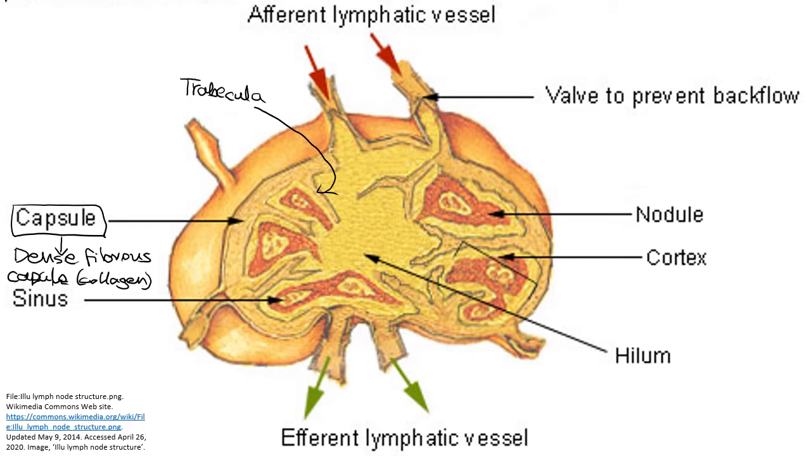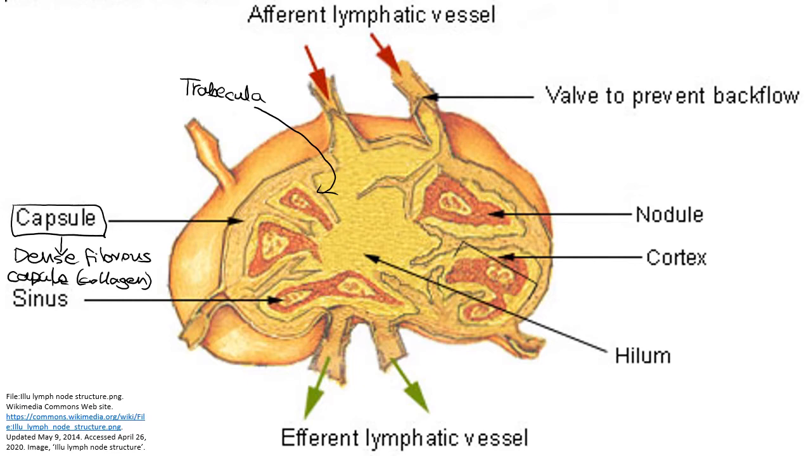Now, trabeculae divide the node into different compartments, and as you can see, these reddish areas here are divided in their structure by these trabeculae. So by allowing for division, it allows for a certain amount of organization in the structure of the actual lymph node. And the lymph node itself, along with the divisions formed by the trabeculae, also contains a cortex and a medulla.